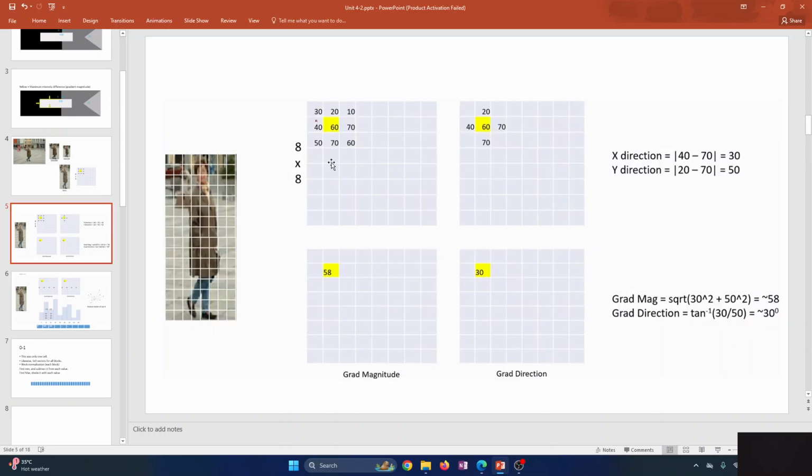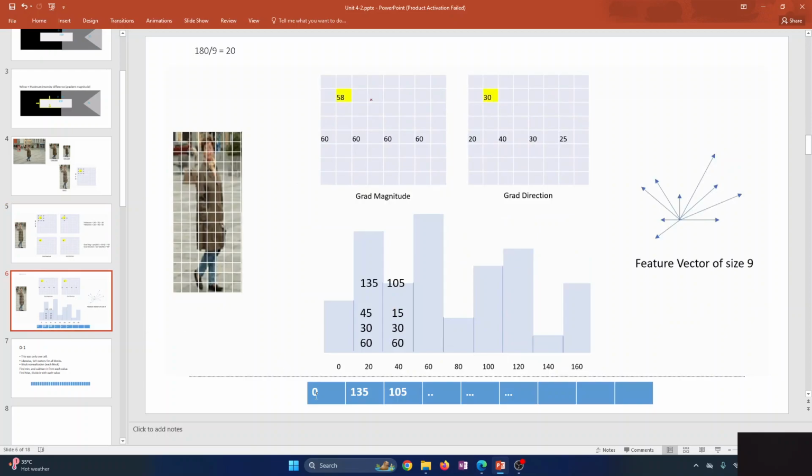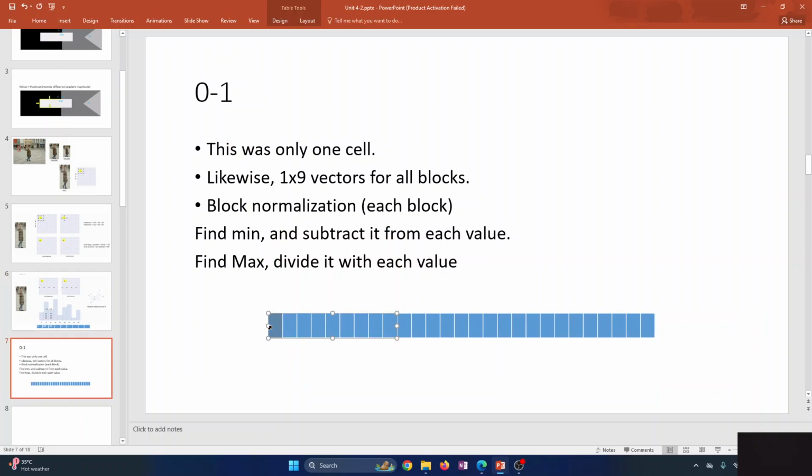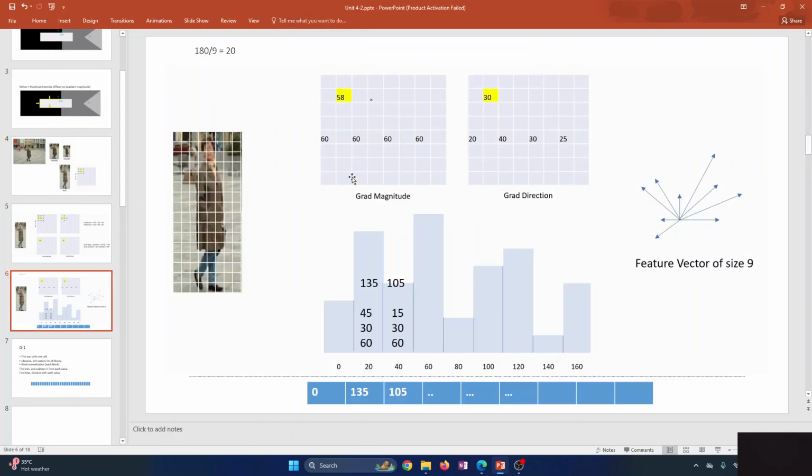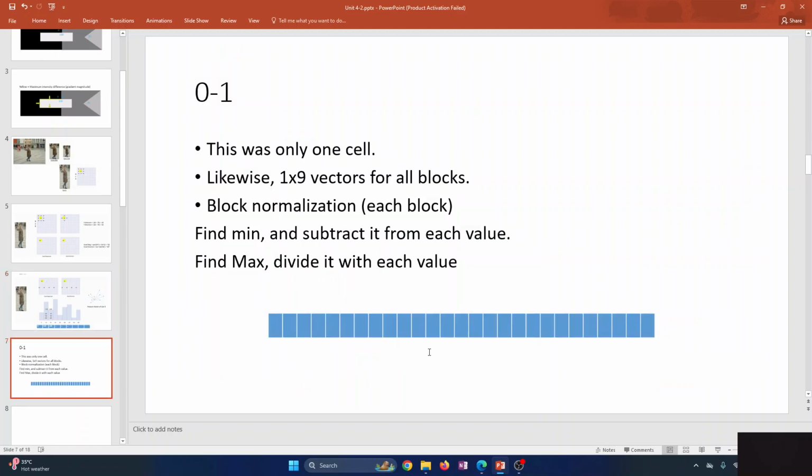So there will be multiple cells to form a block. Likewise, this is your feature vector, and if we consider all the blocks, this will be one vector, a concatenated vector of each grid. For example, for this grid you can see this vector, and for the second grid you can see a second vector. So this will be your very huge vector.